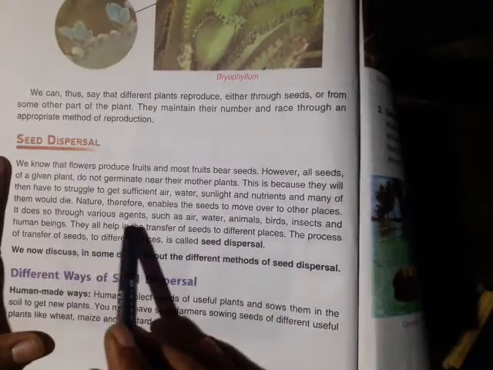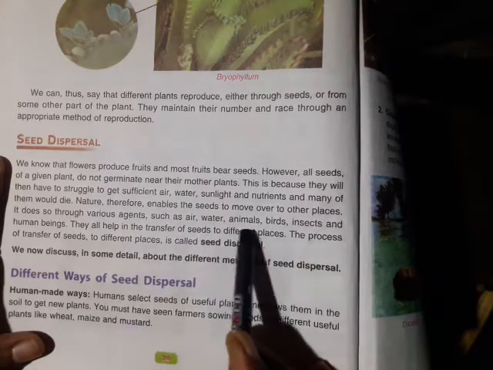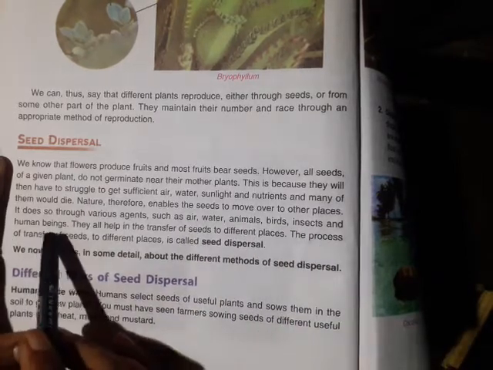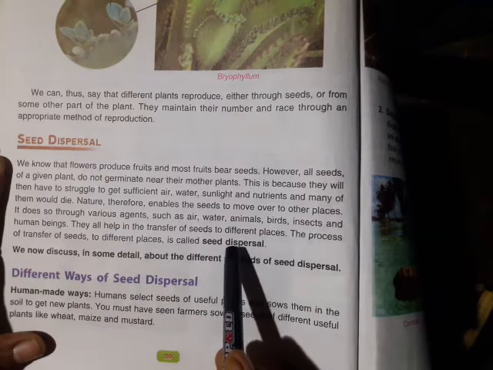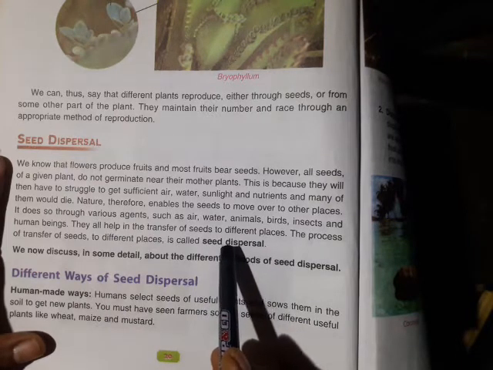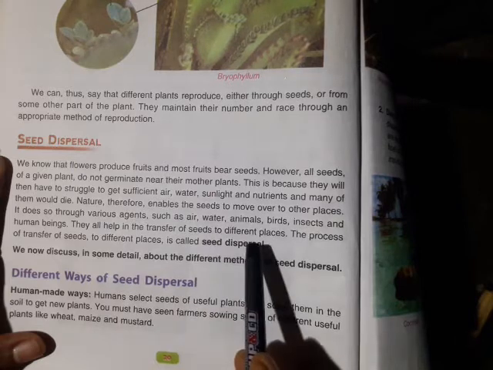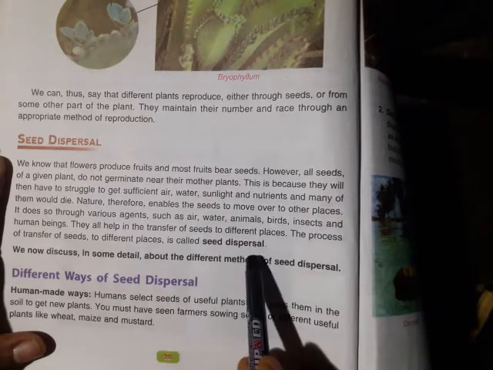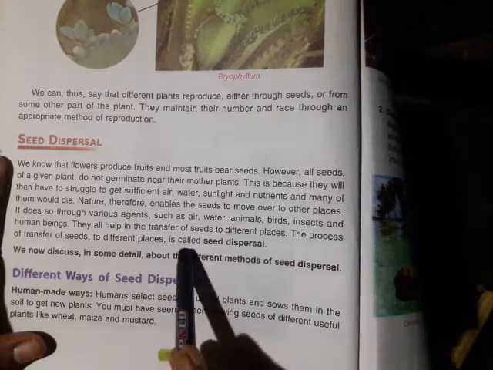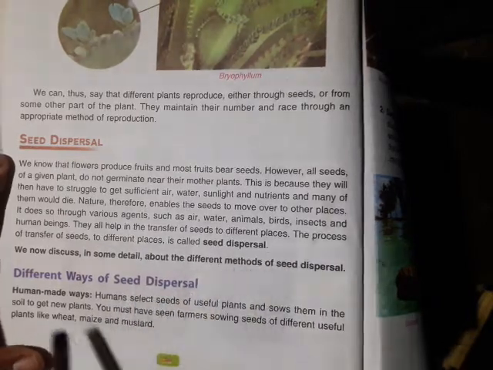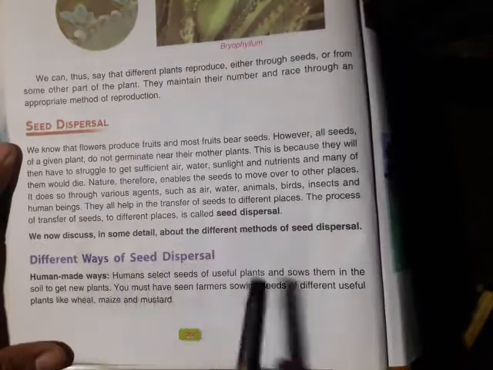It does so through various agents such as air, water, animals, birds, insects and human beings. They all help in the transfer of seed to different places. Moving of seed from one place to another place is known as seed dispersal. Now, different ways of seed dispersal.